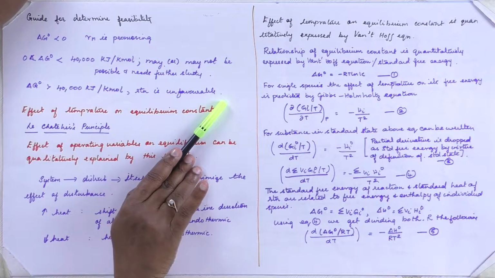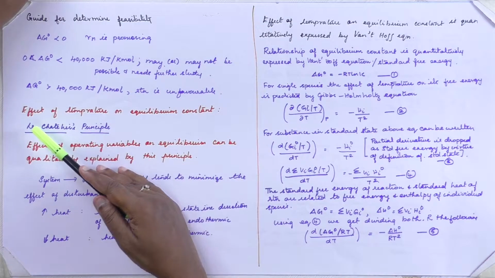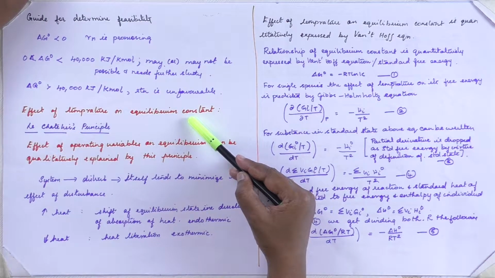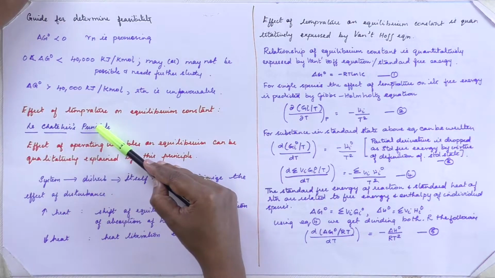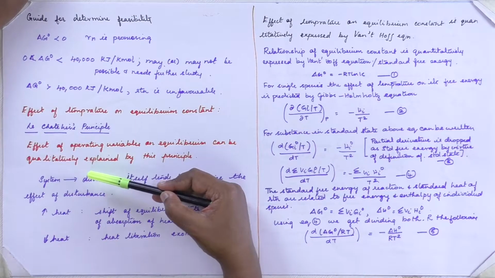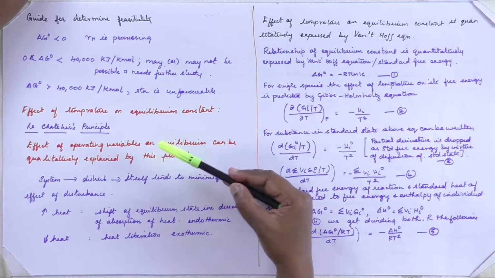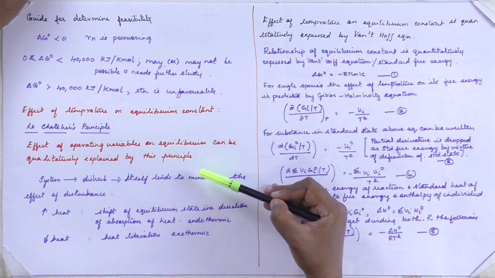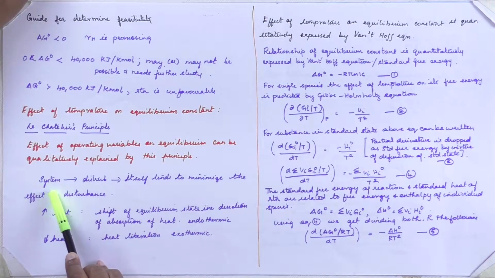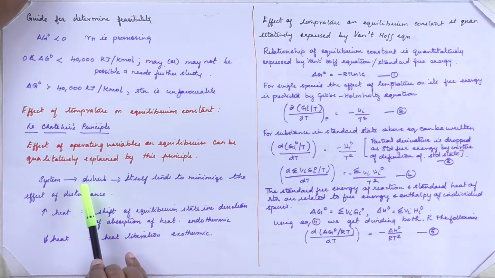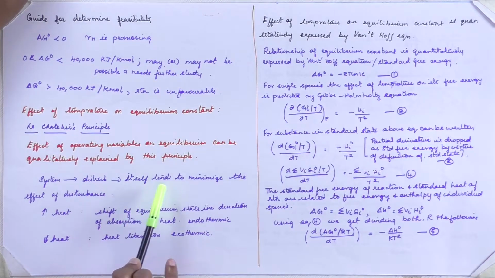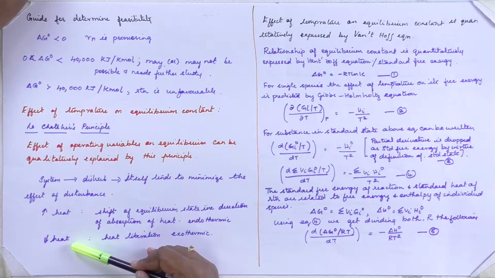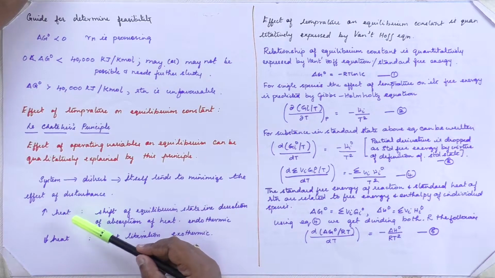then the reaction is said to be unfavorable. Now, we will talk about the effect of temperature on the equilibrium constant, and this concept is explained by the principle called Le Chatelier's principle. Le Chatelier's principle explains the effect of operating variables on equilibrium, which can be qualitatively explained by this principle. The principle says that when the system is disturbed, the disturbed system itself tends to minimize the effect of disturbance. Hence, there are two criteria which satisfy Le Chatelier's principle with respect to heat.